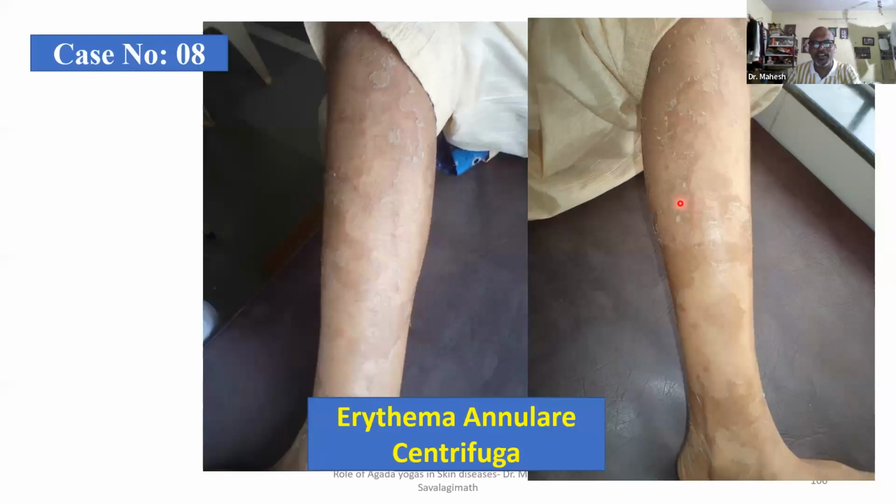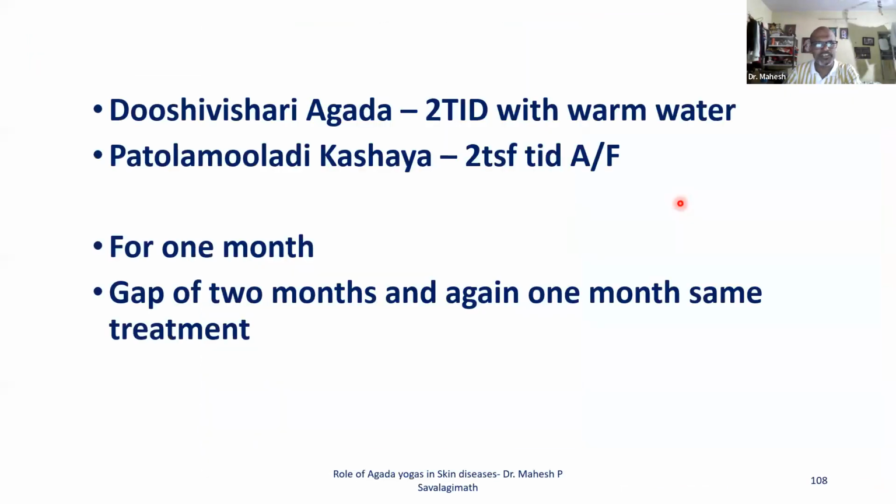So this was the presentation, and we treated her with Dushivisha Agada and Patolomuladi. Actually, I insisted on Virechana and she was reluctant to take Ghrita. So for that purpose, it was given like this: one month Dushivishari to be given, then for 8 or 9 days Patolomuladi to be given along with it. Then we stop the Patolomuladi, give one month continuously Dushivishari, then a gap, then 2 months, again a month gap, and like that. We did this for 2 or 3 months, and she was perfectly all right.